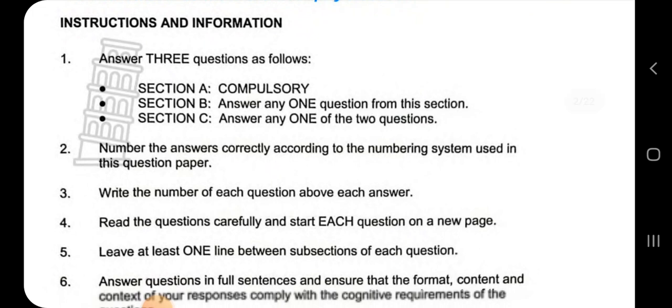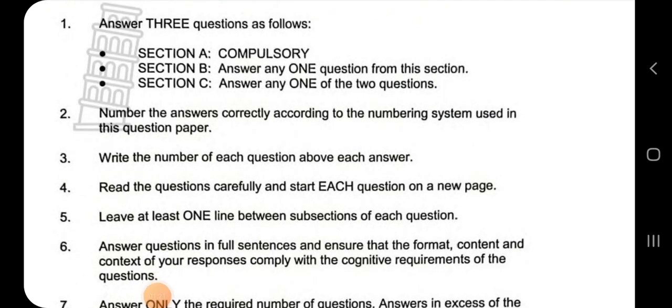So let's look at the instructions and informations. When you are given a question paper, there will be instructions and informations. So you'll be given section A. All the questions in section A should be answered. And then in section B, you will be given 3 questions, but you only have to answer 2 questions, okay? And number those questions according to the question paper. And then in section 3, you'll be given 2 questions. With those 2 questions is an essay type question. Answer only 1 question and number the question according to the question paper.